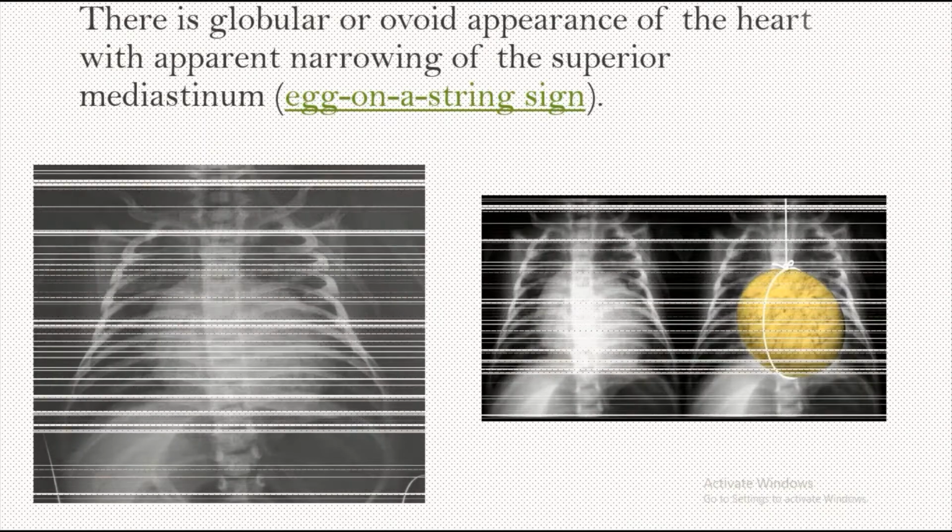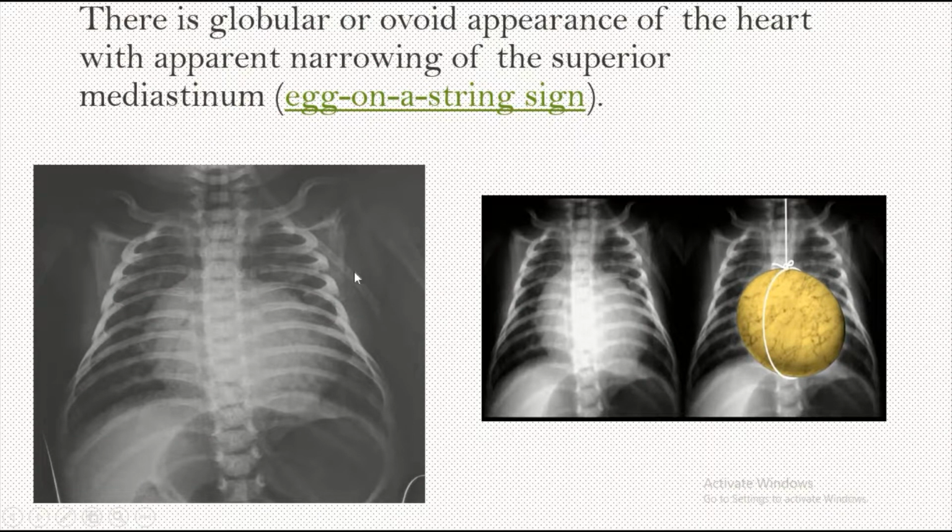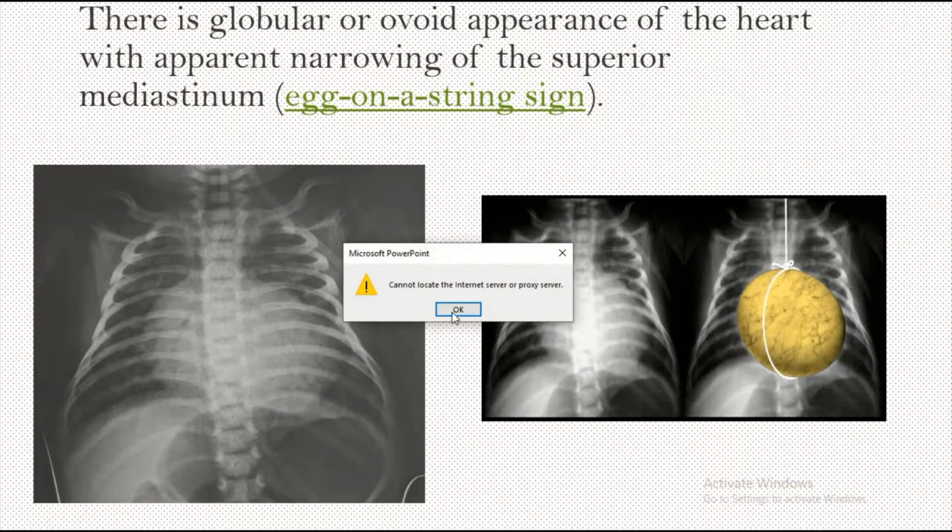As you can see in this image, the boot-shaped heart. There is a globular or ovoid appearance of the heart with apparent narrowing of the superior mediastinum. We can also say, in other words, egg on a string sign.